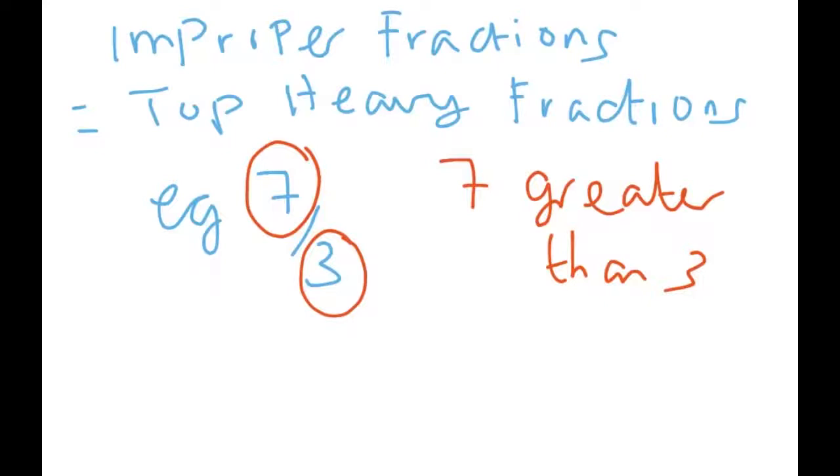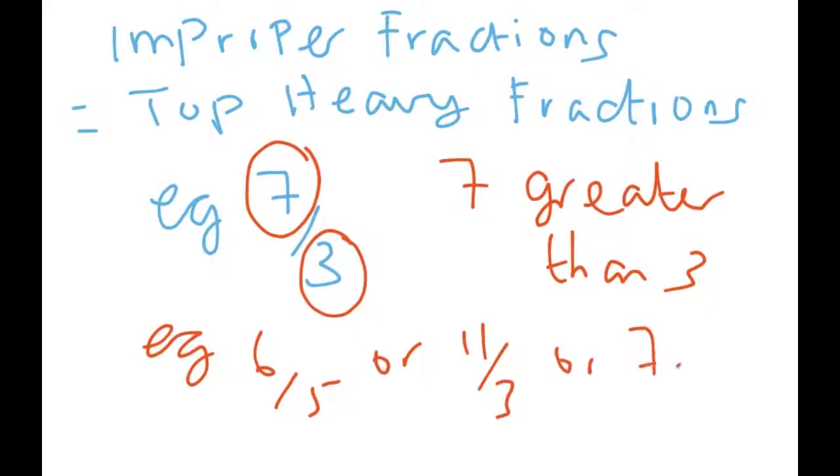And so we call that top-heavy or improper. A couple of other examples, e.g. 6 over 5, or 11 over 3, or 7 over 4. These are all what we call top-heavy or improper fractions. One of the things that you need to know for this exam is how to go from a mixed number to a top-heavy fraction, or from a top-heavy fraction to a mixed number. So before we do that, let's have a look at what mixed numbers are.